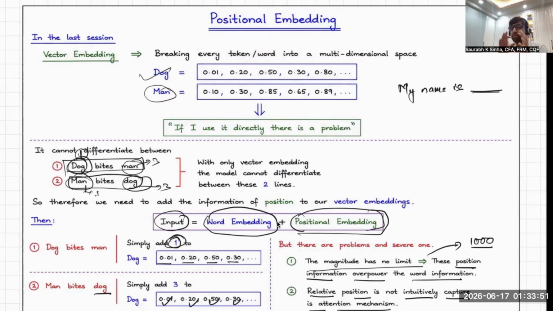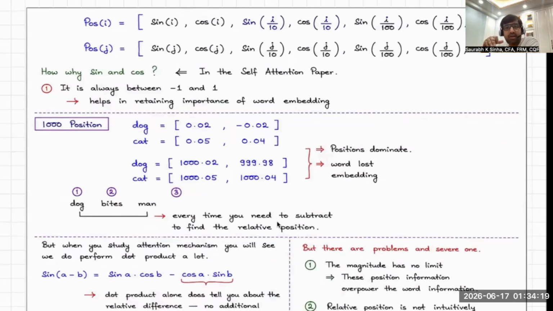I'll request you all to pause the video here and think about it, let it sink in, let it digest, and then move to the solution of this. Okay? The solution is you can use sine and cosine functions to embed the positional information.